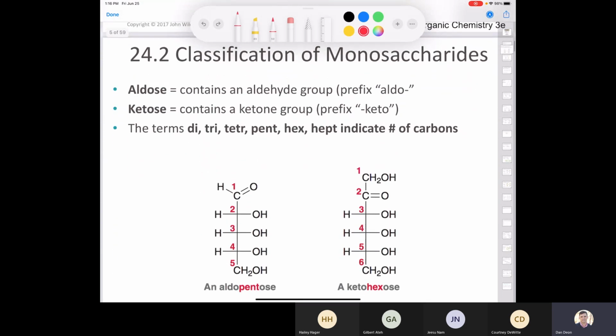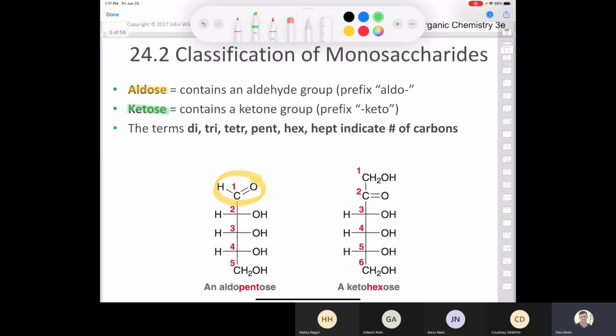So as you heard me say on the last slide, I said these 2 words, aldose and ketose. You can probably guess where they come from. The aldose is a carbohydrate that contains an aldehyde group. And so we use the prefix aldo. So here we have an aldehyde, and so we use the prefix aldo. And then you see it says aldopentose because we use the terms di, tri, tetra, penta, hexa, hepta, and so forth to indicate the number of carbons. You can clearly see that there is a total of 5 carbons in this molecule. And so we would describe this as an aldopentose.